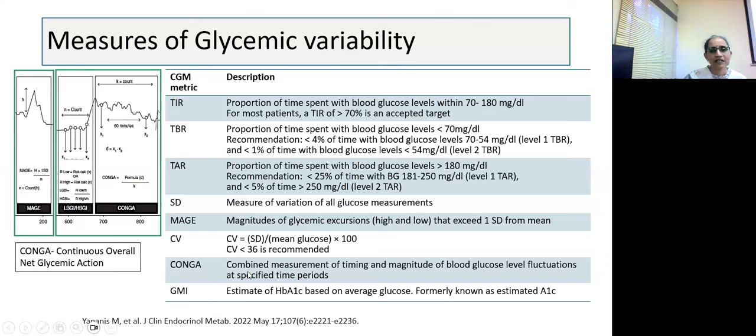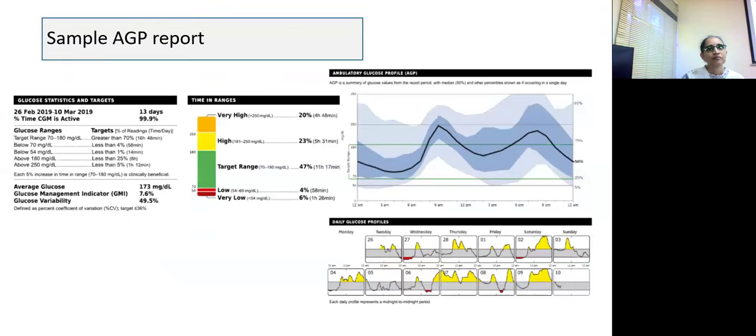We also have other measurements like CONGA. Let's not worry about that. That is again a combined measurement of the magnitude and amplitude of excursions. And we also get a value known as estimated HbA1c or glucose management indicator, which is an estimate of the HbA1c derived from the average of all the CGM readings over a 14-day period.